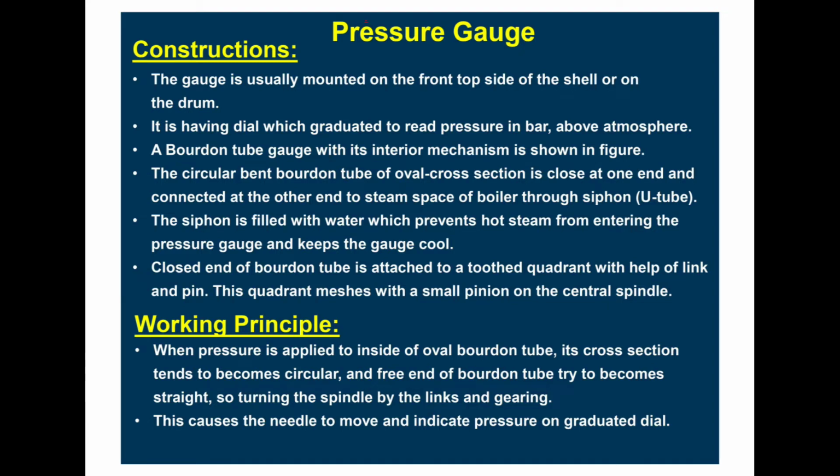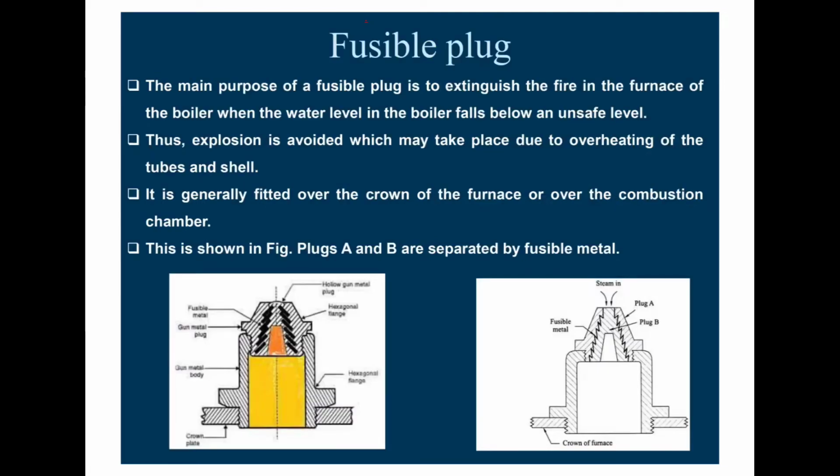Working principle: when pressure is applied inside the oval Bourdon tube, its cross section tends to become circular, and the free end of the Bourdon tube tries to become straight, turning the spindle through the links and the gearing. This causes the needle to move and indicate the pressure on the graduated dial.